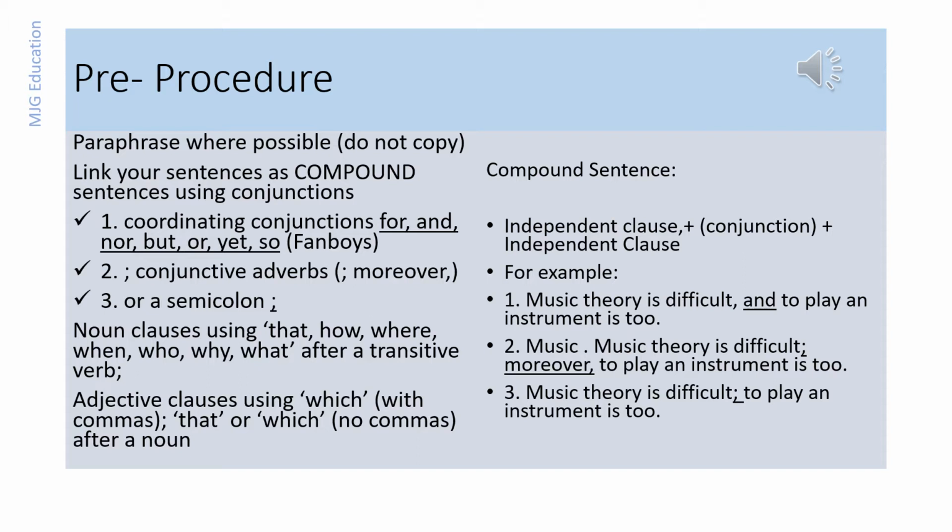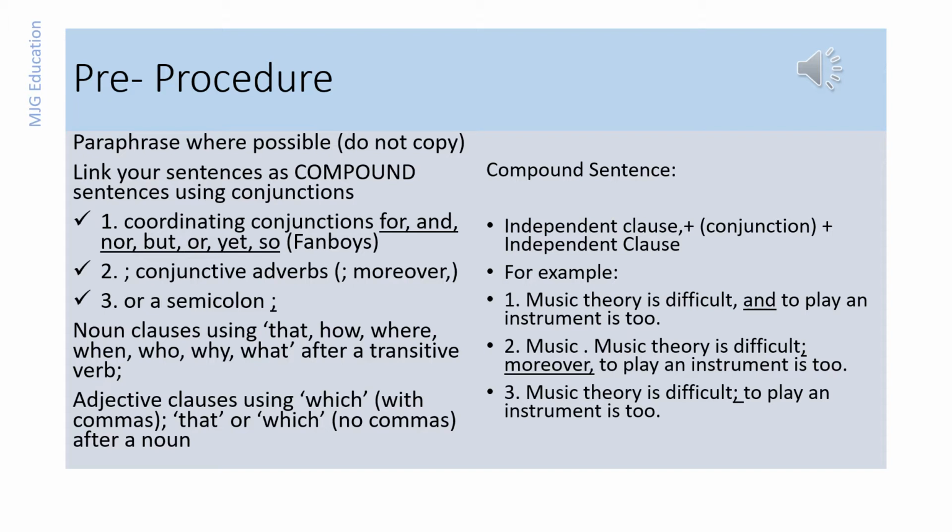Now, 3 ways to do this, of course. You can use coordinating conjunctions. People know the acronym FANBOYS: for, and, nor, but, or, yet, so. You can use conjunctive adverbs, which are just substitutes for the functions of the coordinating conjunctions. But notice the punctuation: semicolon and then a comma that follows. Or the third way is you can join 2 independent clauses with just a semicolon.